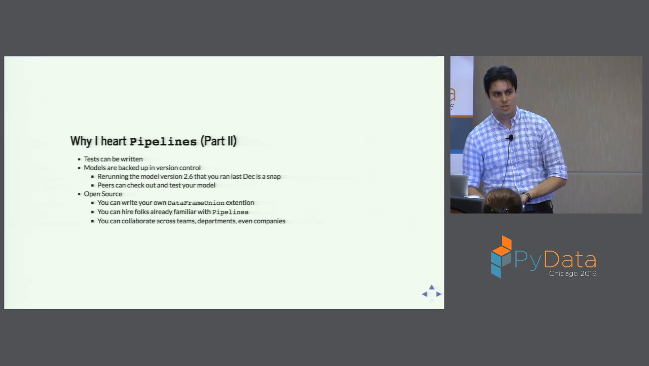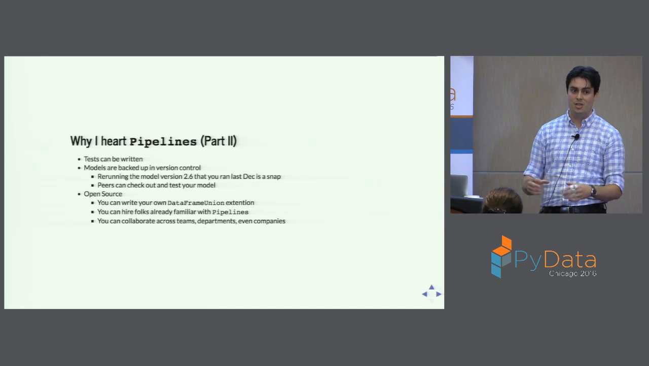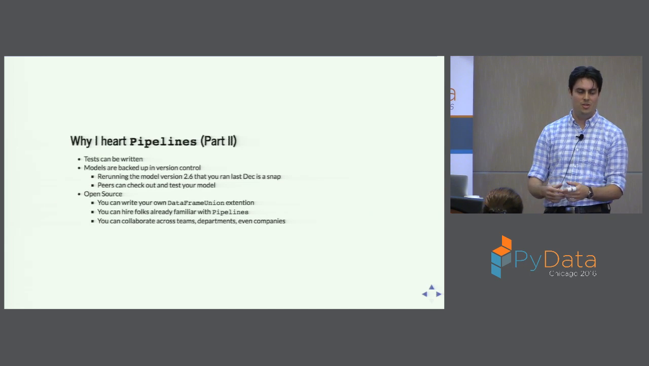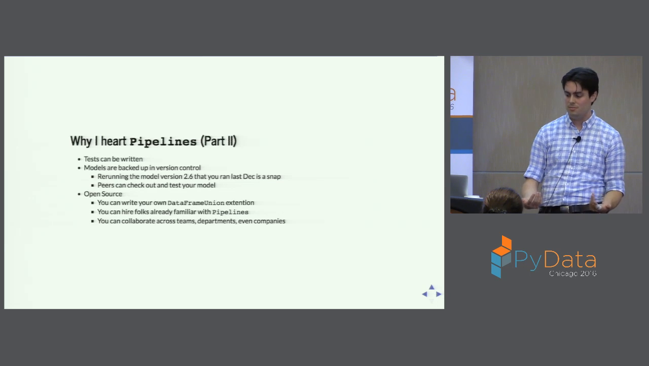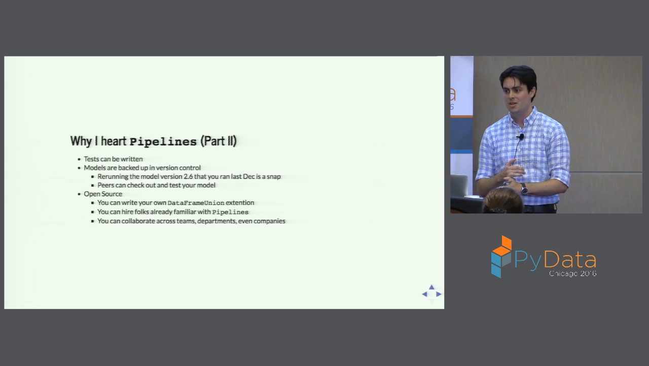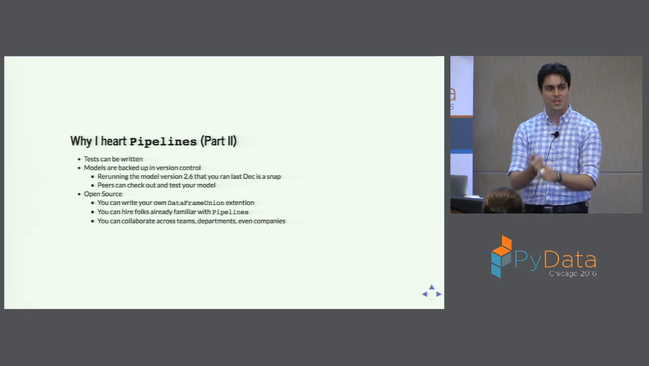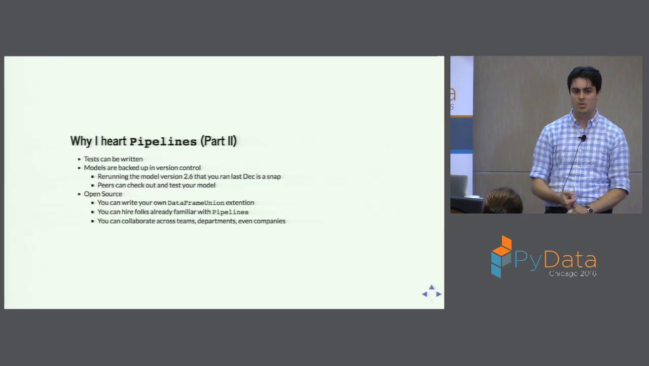Models are backed up in version control. Again, modeling code should be backed up in version control. Having the literal object in version control is just an extra defense against any sort of failures. Rerunning the model that you did last December in a certain version is amazing. I'm hoping you can also rewind your data to that point. To rescore it is often really important.